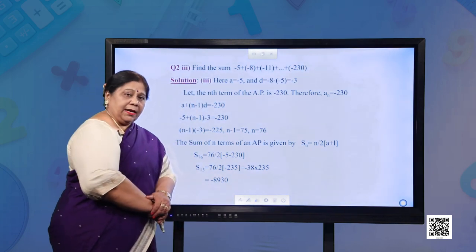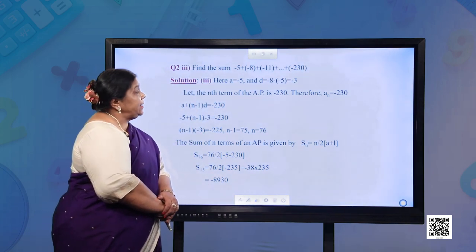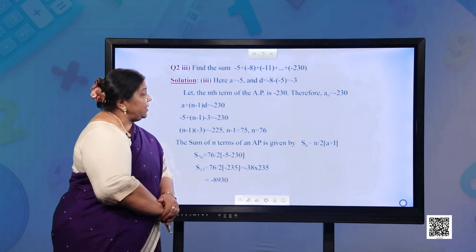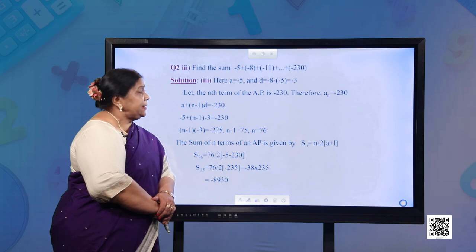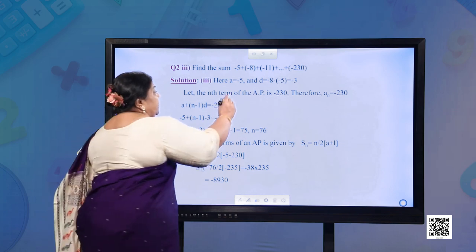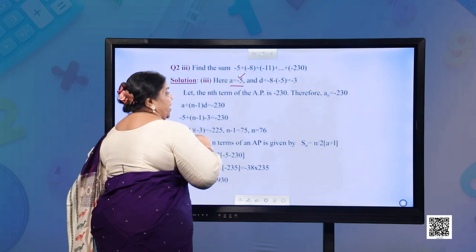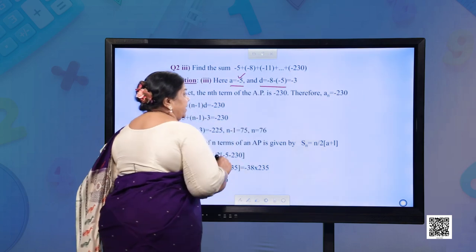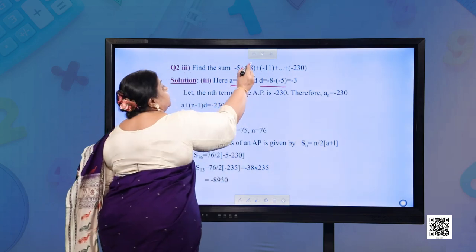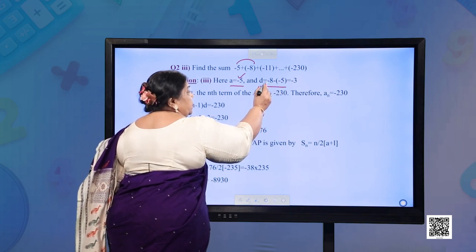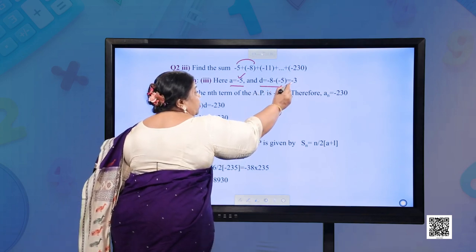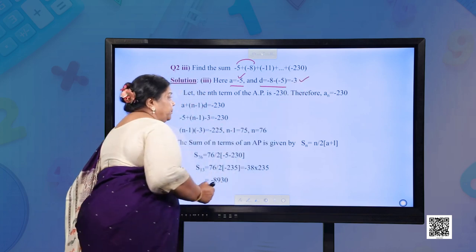Find the sum minus 5 plus minus 8 plus minus 11 plus so on. Last is minus 230. So, what is A here? It is minus 5. And how do you calculate D? Second term minus first term. So minus 8 minus of minus 5. This gives me minus 8 plus 5, that is equal to minus 3.